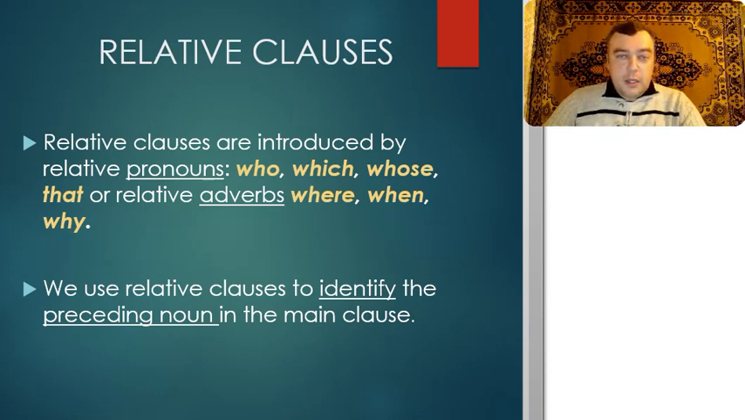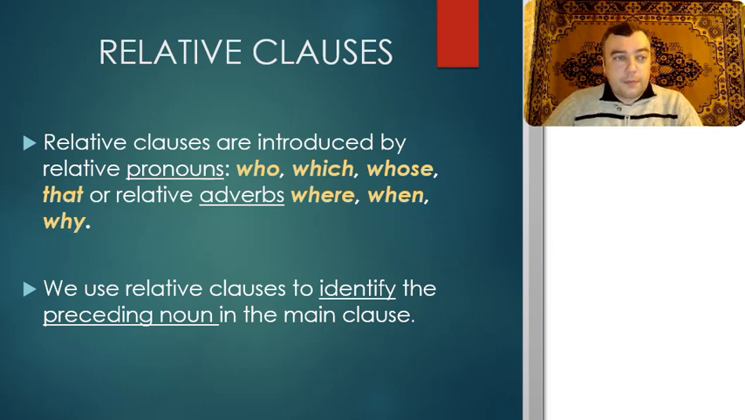So, relative clauses in this case are very similar to adjectives in their function. That is, they modify or identify nouns, but the adjectives structurally come before nouns, giving extra information about them. Unlike them, relative clauses come after nouns, and they come immediately after the nouns that they identify.